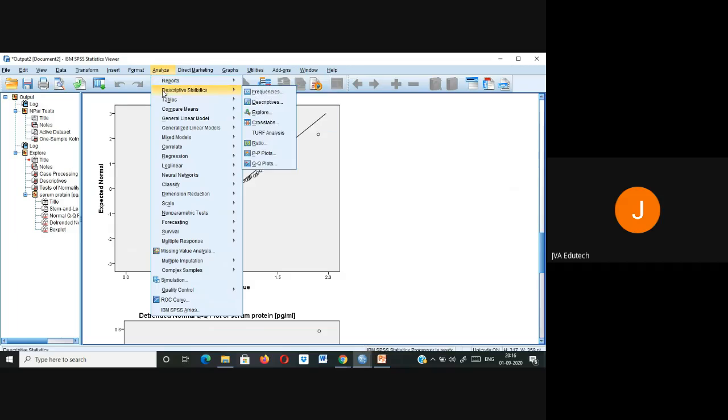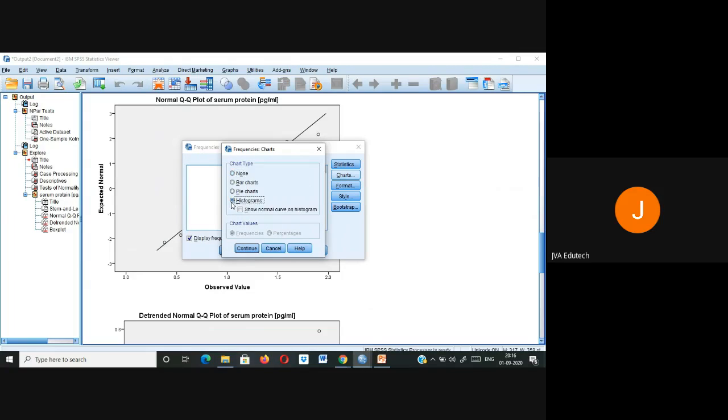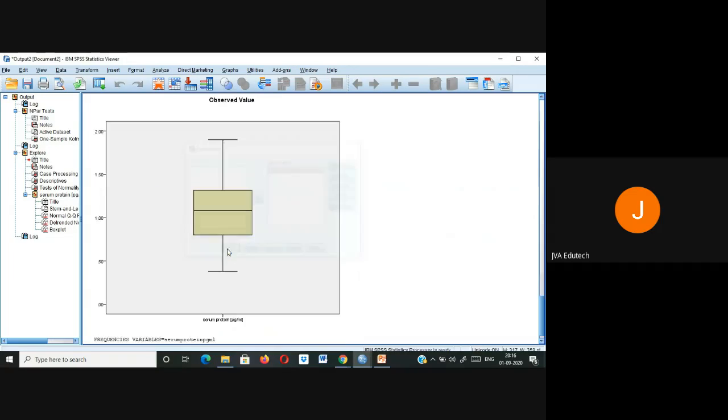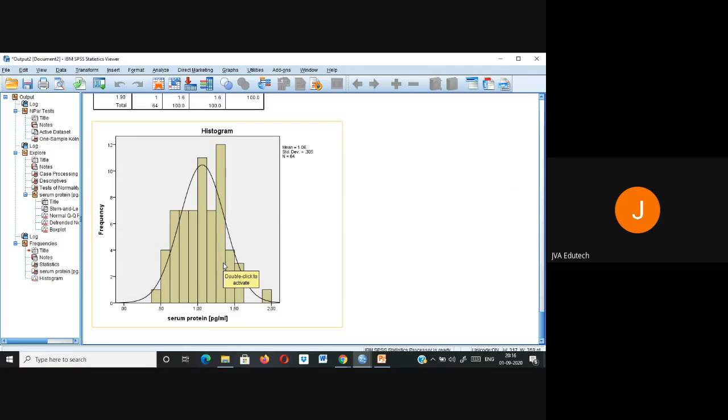Another method is the histogram method. Go to descriptive statistics, frequencies, select this value, charts, select histograms, show normal curve on histogram. Continue. Now see this. Have you got this? Yes, sir. By seeing graphically also you can tell that the distribution is normal.